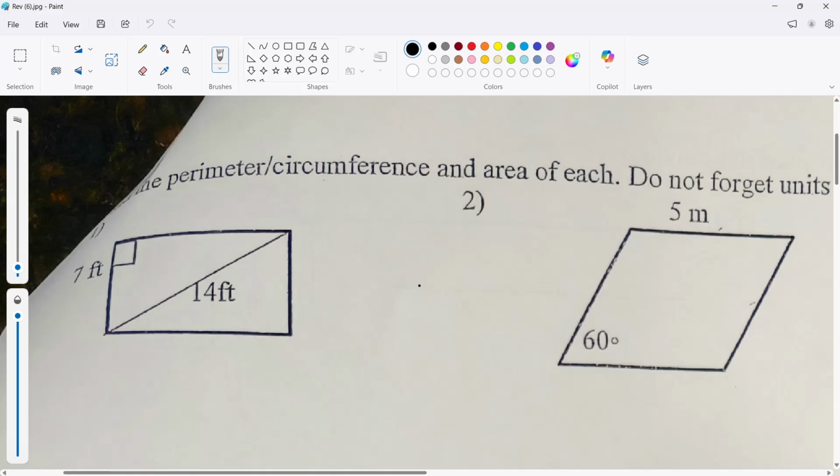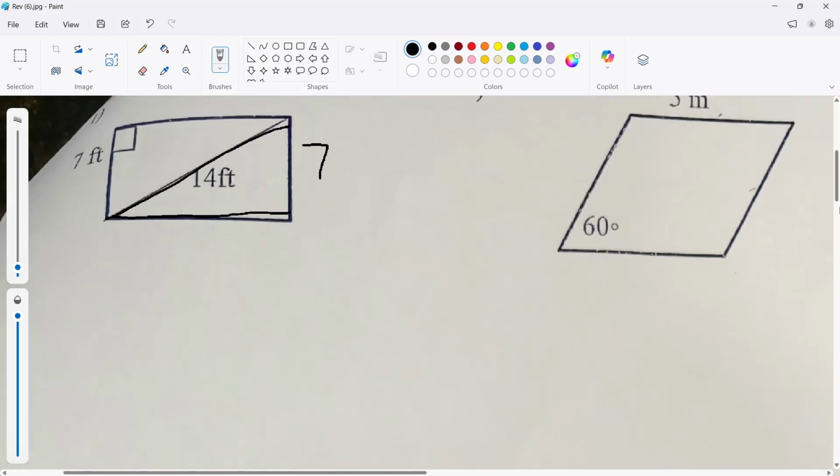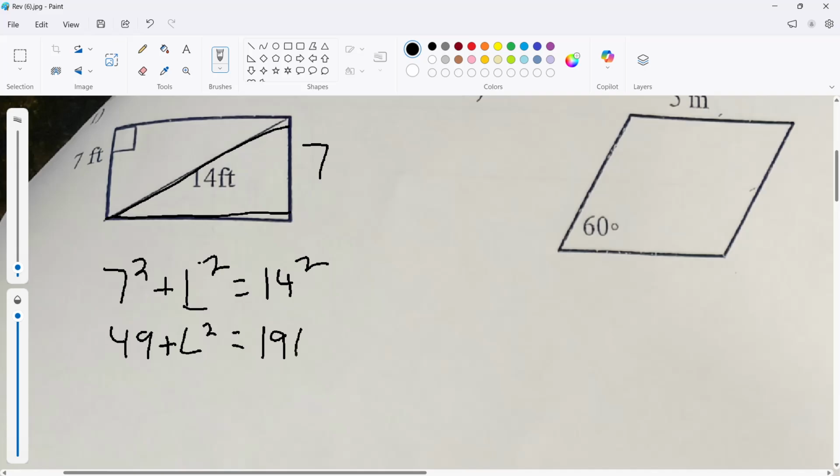So this is 7. That's 14. I need to find the length of that rectangle. I'm going to have to use the Pythagorean theorem. So this is 7 squared plus length, I'll put L squared, equals 14 squared. 49 plus L squared equals 196.